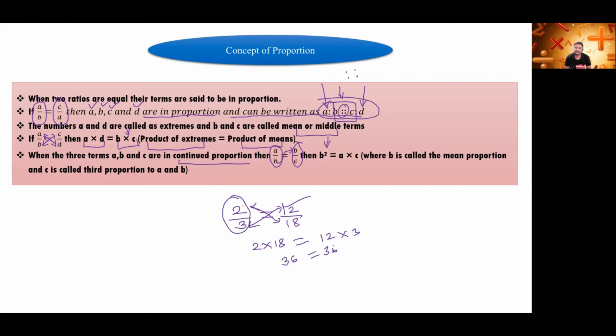Why is it coming equal? Because these two ratios are in proportion. Okay, so this is the product of extremes, and this is the product of means. Om, everything is correct, whatever I have written is correct.